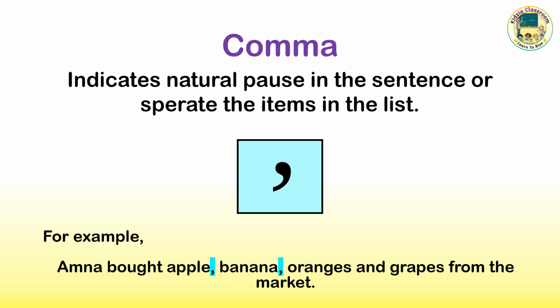Comma. It indicates a natural pause in the sentence or separates the items in a list. For example, Amna bought apple, banana, oranges and grapes from the market. As you can see, the symbol of comma in the example is highlighted with the blue color.